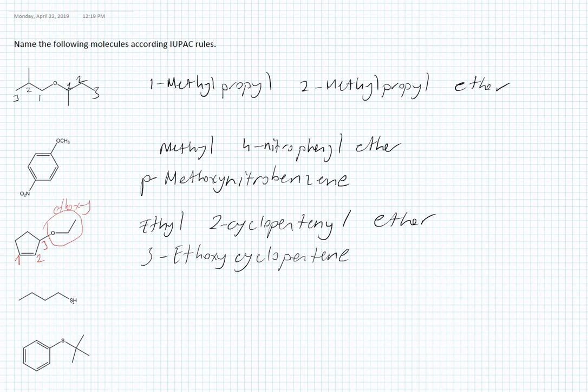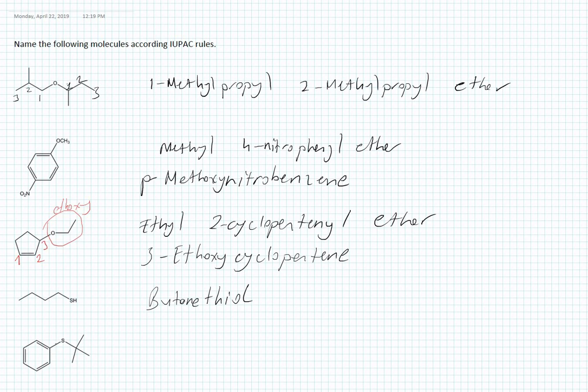The next one, we said this is a thiol. So let's look at what kind of alkyl groups we have. We have 1, 2, 3, 4 carbon. So this is butane. So you have to say that this is butane and you have to add thiol. So basically name of alkane plus thiol.